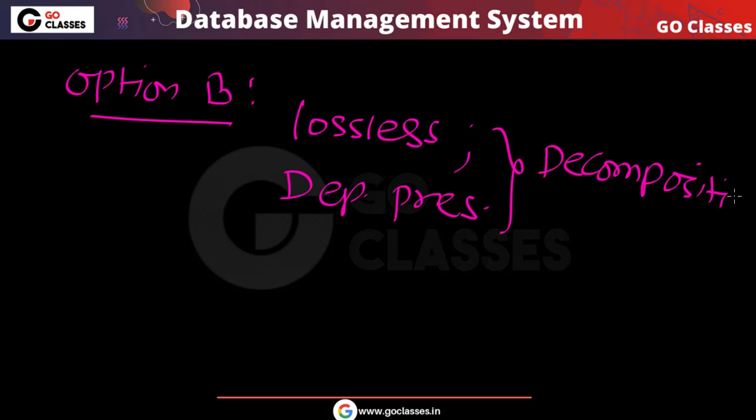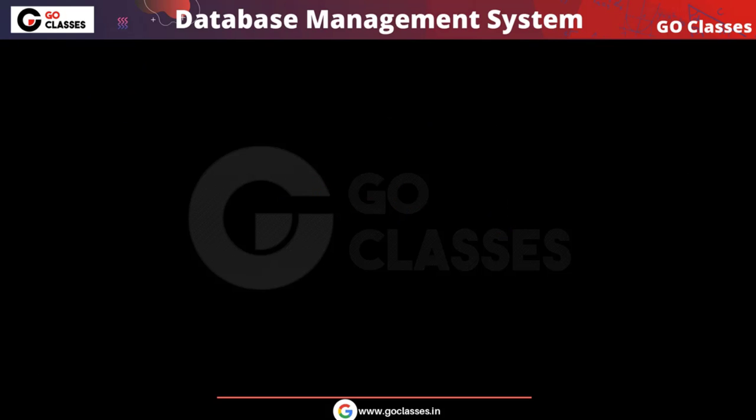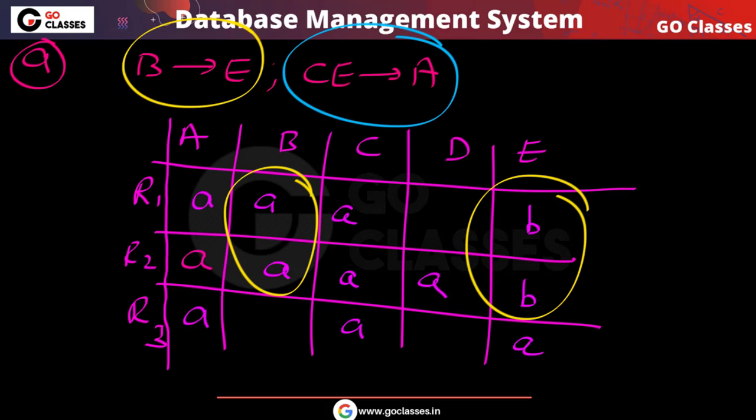So remember, the decomposition is the same, but in option B we have a different set of functional dependencies. With respect to the functional dependencies given in option B, our decomposition is actually lossless and dependency preserving. Now similarly, you can try the other options.